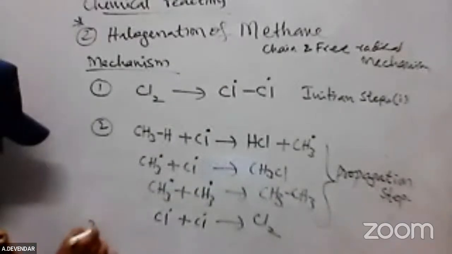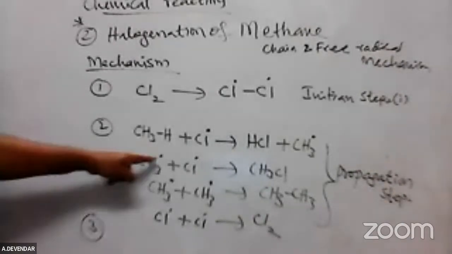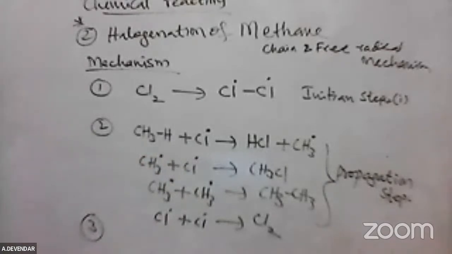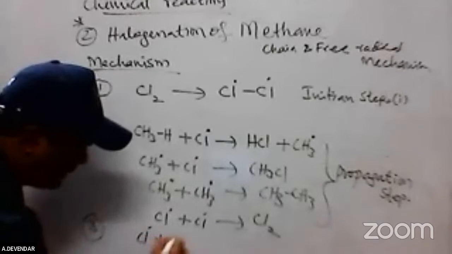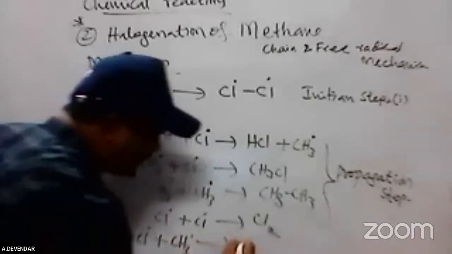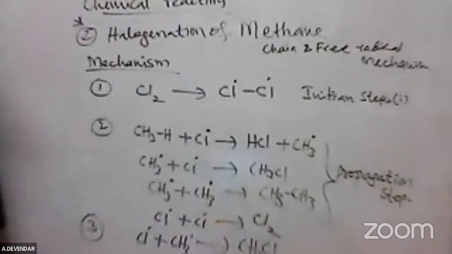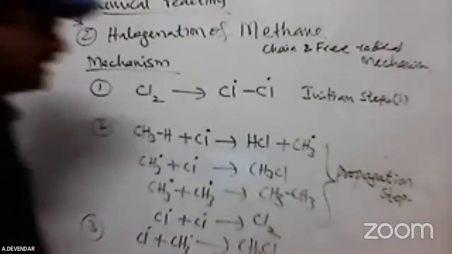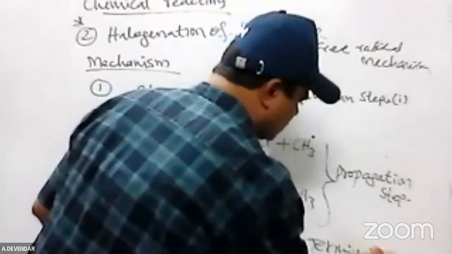Next, the third step is called the termination step. In the termination step, all the free radicals are consumed. You get carbon tetrachloride, and the free radical means the methyl free radical. You get methyl chloride, and it goes on increasing, which means chlorination takes place. This is called the termination step. Termination means end.